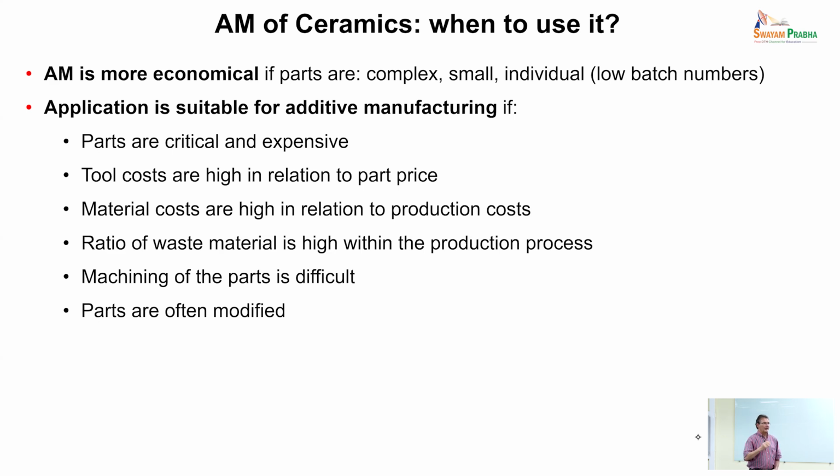So the applications where additive manufacturing works best is when parts are critical and expensive, where the tool costs are high in relation to part price, where the material costs are high in relation to production costs, because with additive manufacturing, you can optimize the amount of material that you use. You reduce the waste volume with respect to conventional processes. Certainly use additive manufacturing when the machining of the part is difficult. And as I mentioned, definitely use additive manufacturing if you need to modify the geometry of your part.